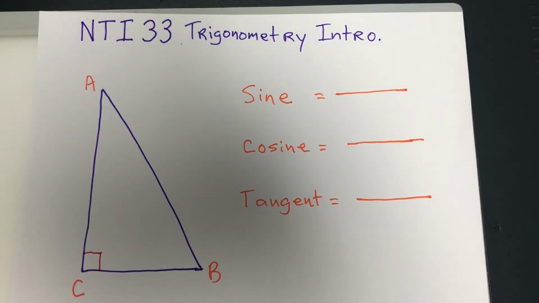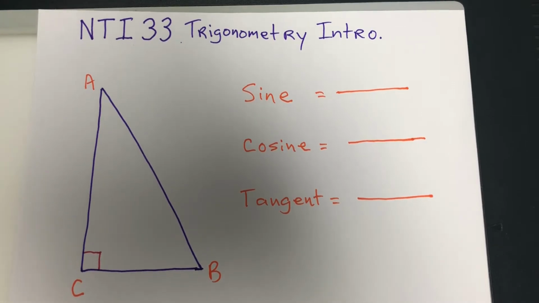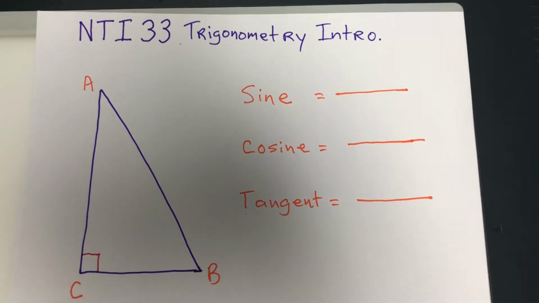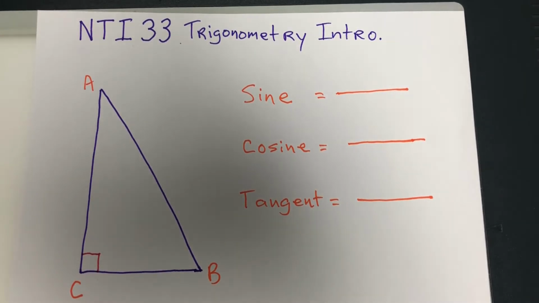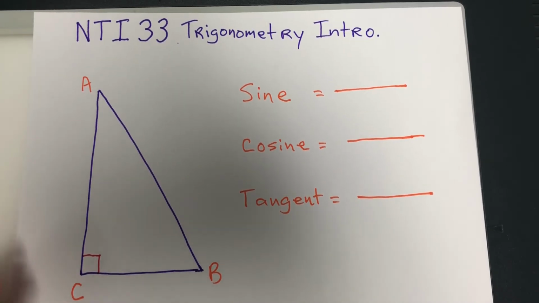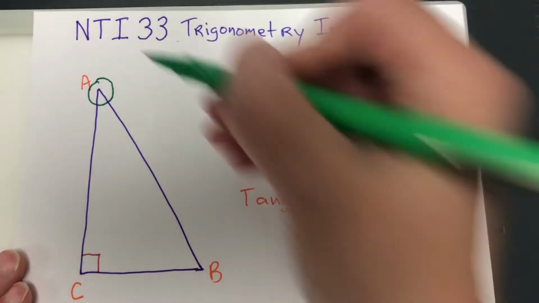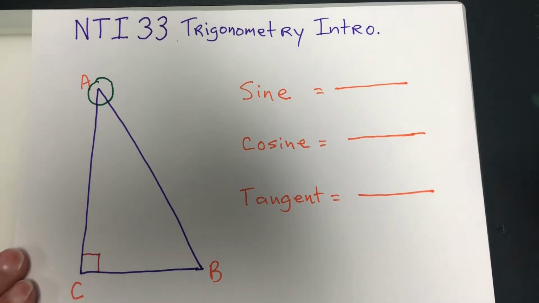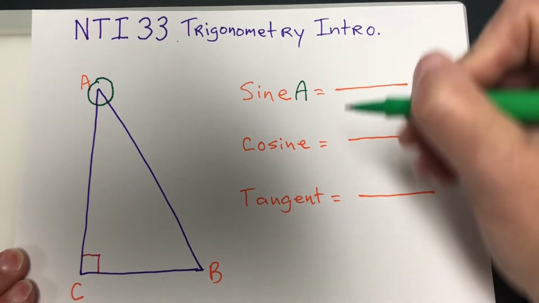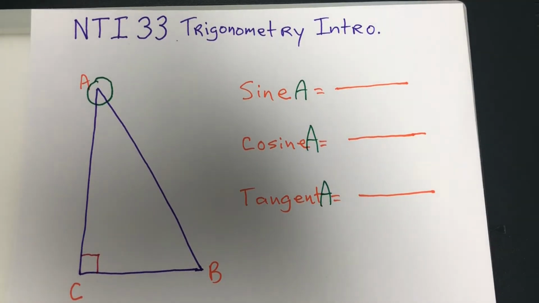Okay, these are ratios. They are ratios of side lengths. When you are doing trig, you have to have a reference angle. So for this, I'm going to let A be my reference angle. So just for now, A is my reference angle.